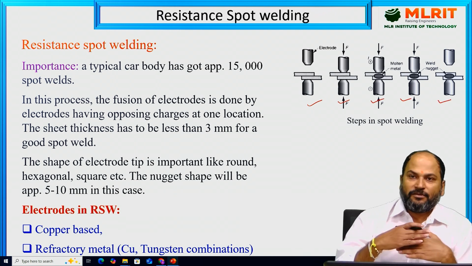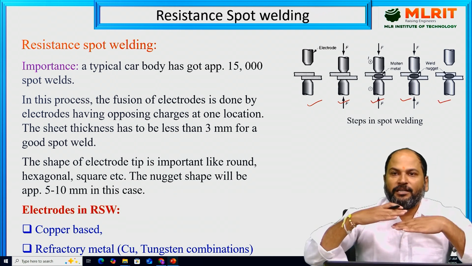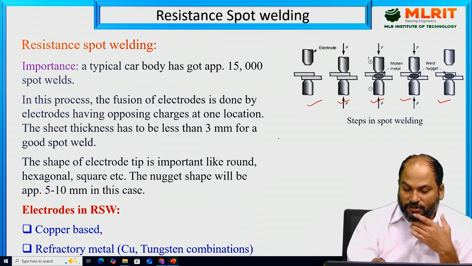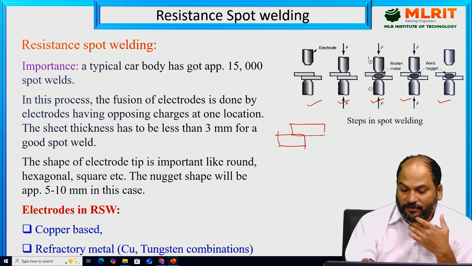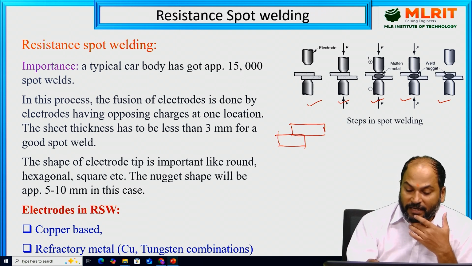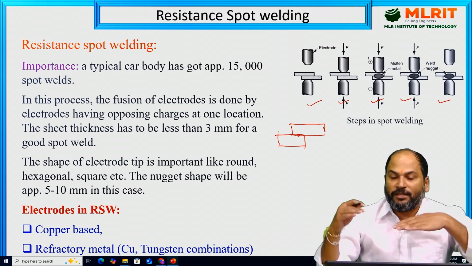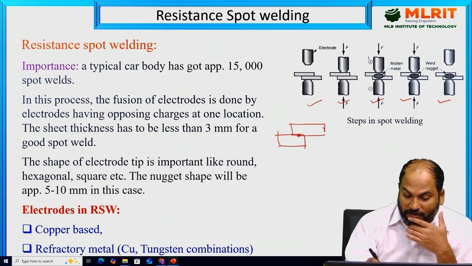Spot welding, no need to tell, is not continuous. Continuous means, suppose this is one plate and this is another plate we are welding together, it will be at a particular speed. A spot is not going to be continuous, means it will not be here, it will not be here, sorry, it will not be here.